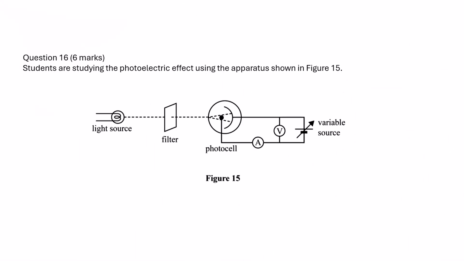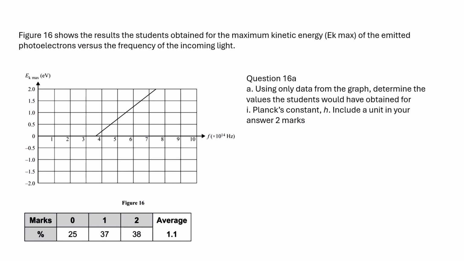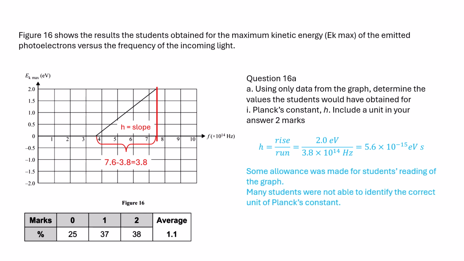Students are studying the photoelectric effect. Planck's constant is the slope of this line. Rise divided by run is slope. Here, the units of Planck's constant are eV s.